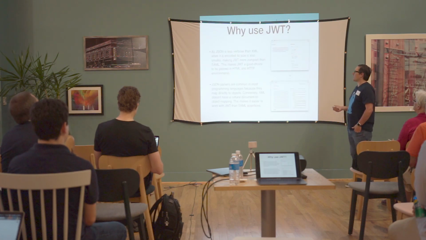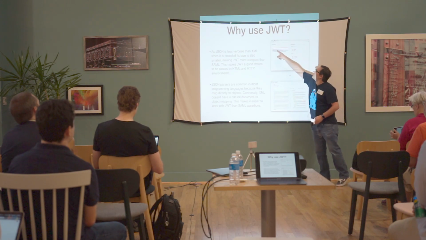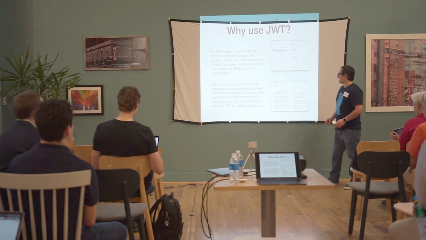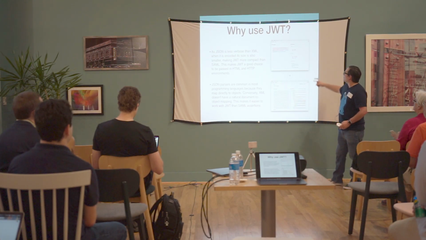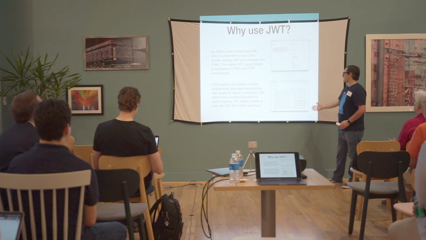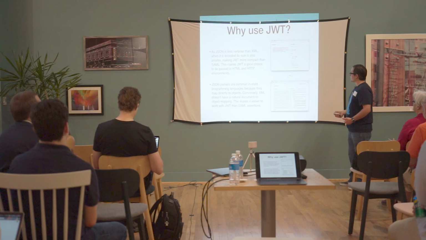So why would you use JWT? JSON is shorter, as you can see here. This is an encoded token. This is the same encoded token in XML. It's way longer. And then decoded, although it's kind of blurry because of the screen, it's very human readable, whereas XML is very hard to read as a person. That's one reason why you might want to use it.